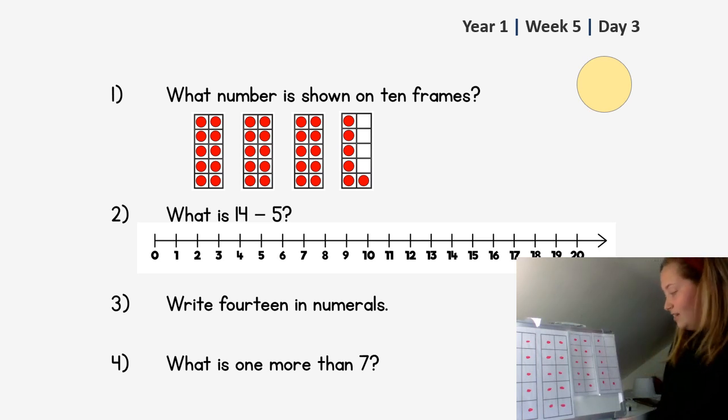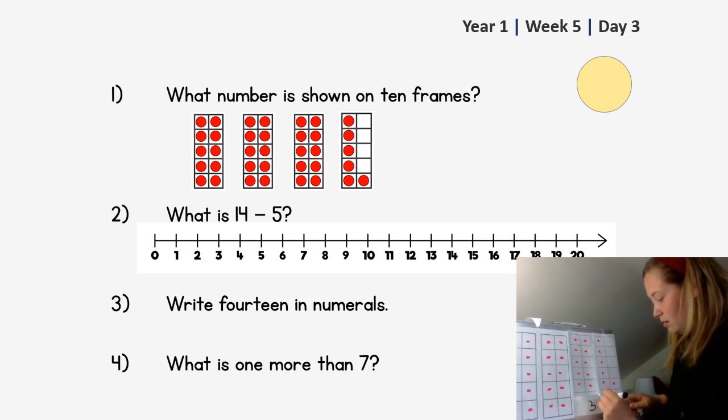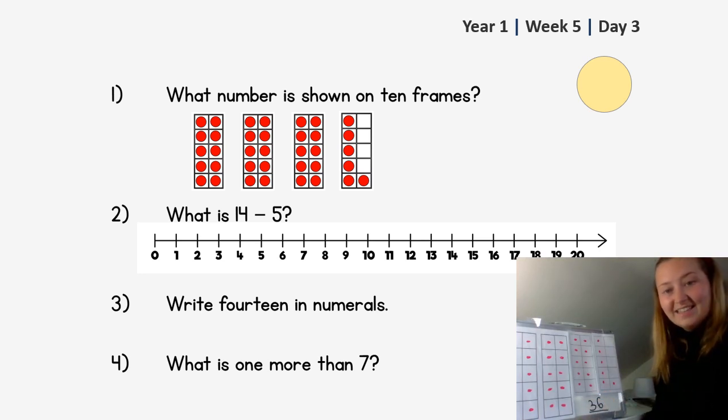So I know I already have 30. And then with my extra ones, I can count on because I have 3 10s and 1, 2, 3, 4, 5, 6 ones. 3 10s, 6 ones. So I have 36. So your answer should have been 36. Tick it if you got it right. On to the next question.